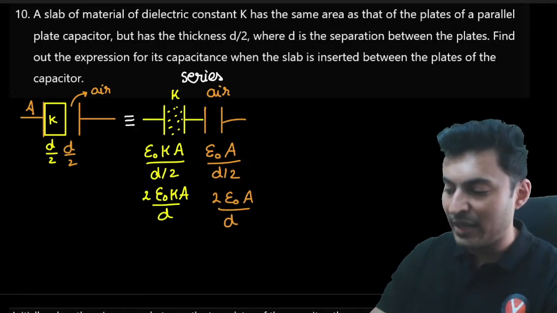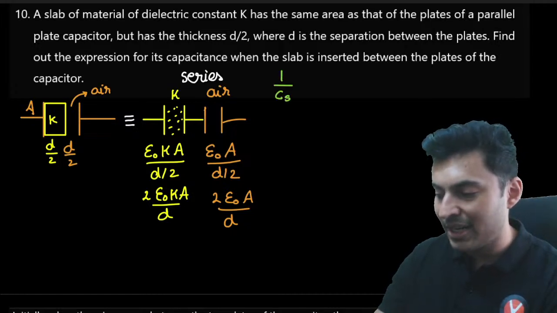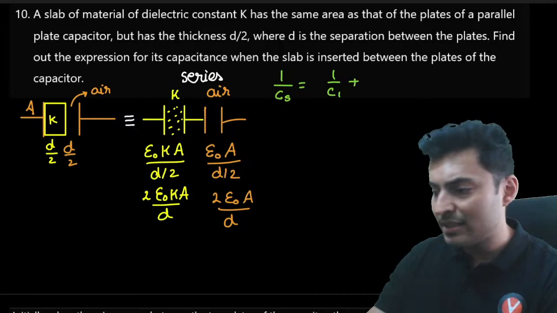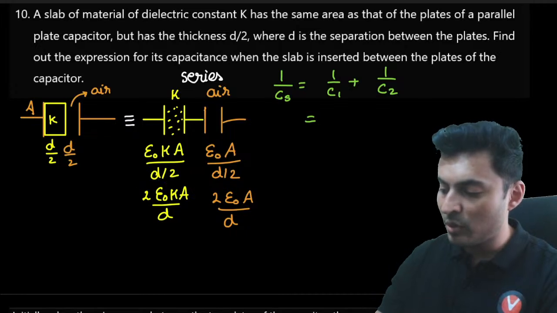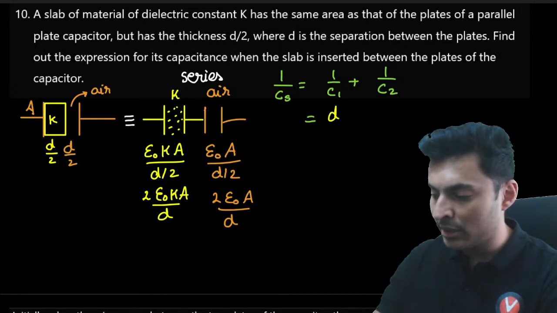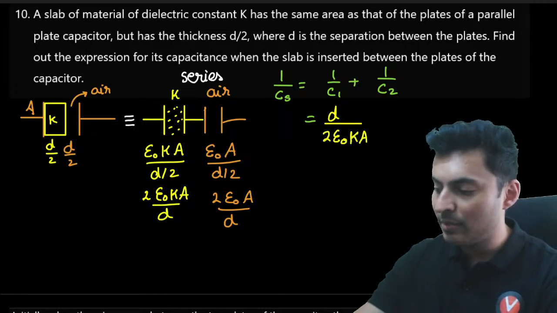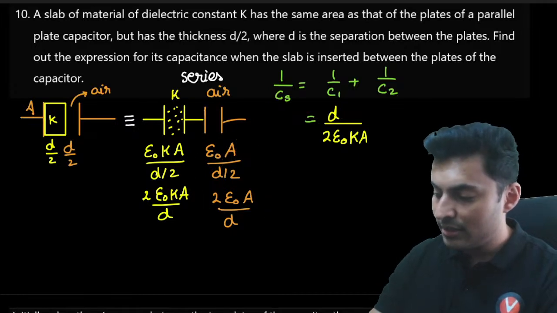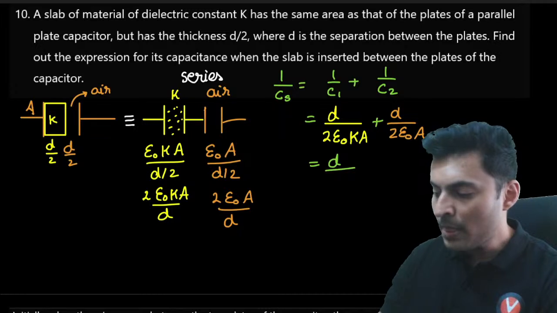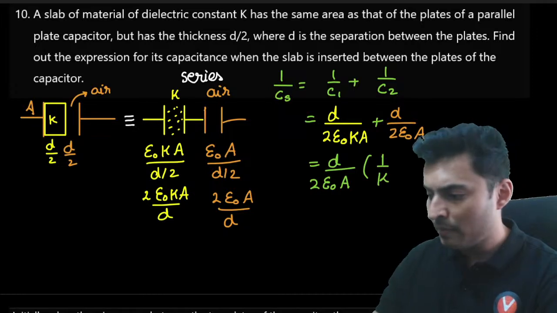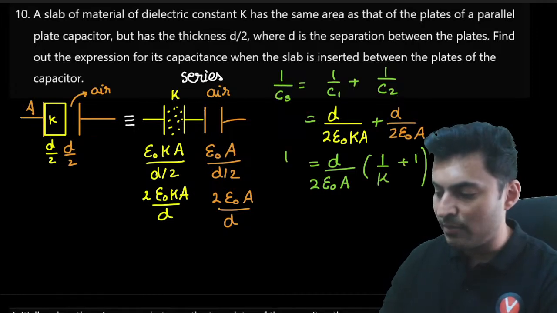So to find the equivalent capacitance in series, remember the formula: 1 by Cs is 1 by C1 plus 1 by C2. That is the formula which you'll use. The reciprocal of this will be D on the top and 2 epsilon naught K A, and the reciprocal of this will be D by 2 epsilon naught A. Then just add them. Many things are common, like D is common, and epsilon naught 2 times A is also common. You will just have 1 by K plus 1. That is 1 by Cs.